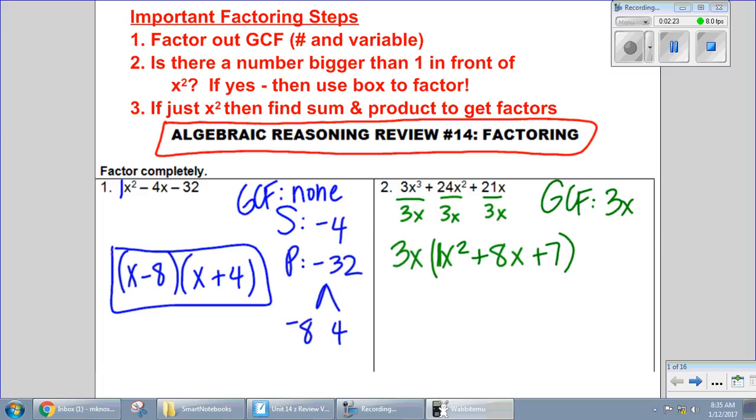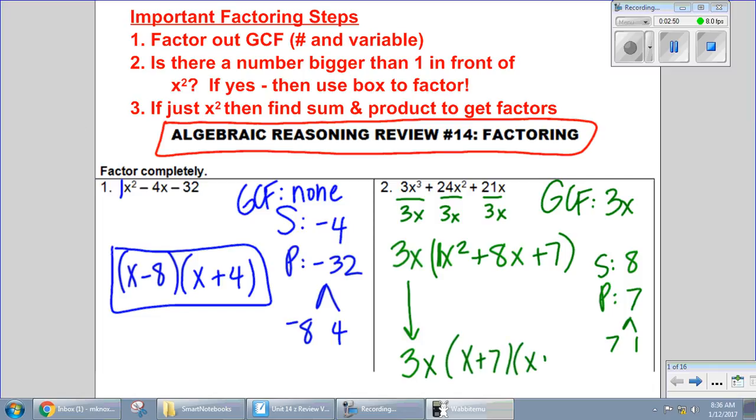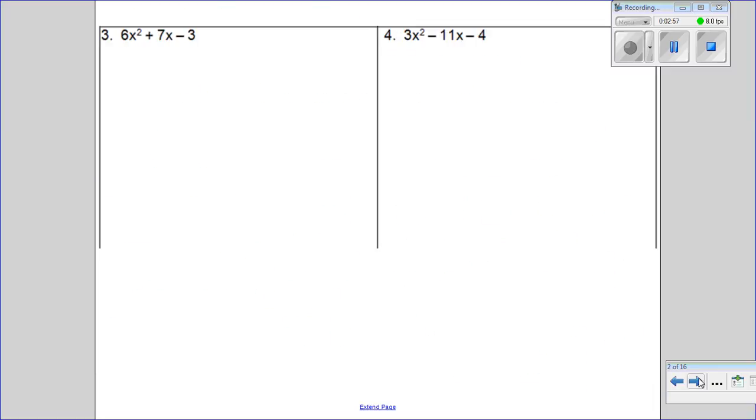Now when I'm looking at just this inside part, there's a 1 right in front of my x squared. So all I have to do is find my sum and product to factor this inside part. I'm going to go ahead and bring the 3x down so I don't lose it and lose points. So my sum is 8 and my product is 7. The only factors of 7 are 7 and 1, and what do you know? They add up to 8. So I'm going to fill in my parentheses, x plus 7 times x plus 1, and box that answer. There we go. Okay, number 3.